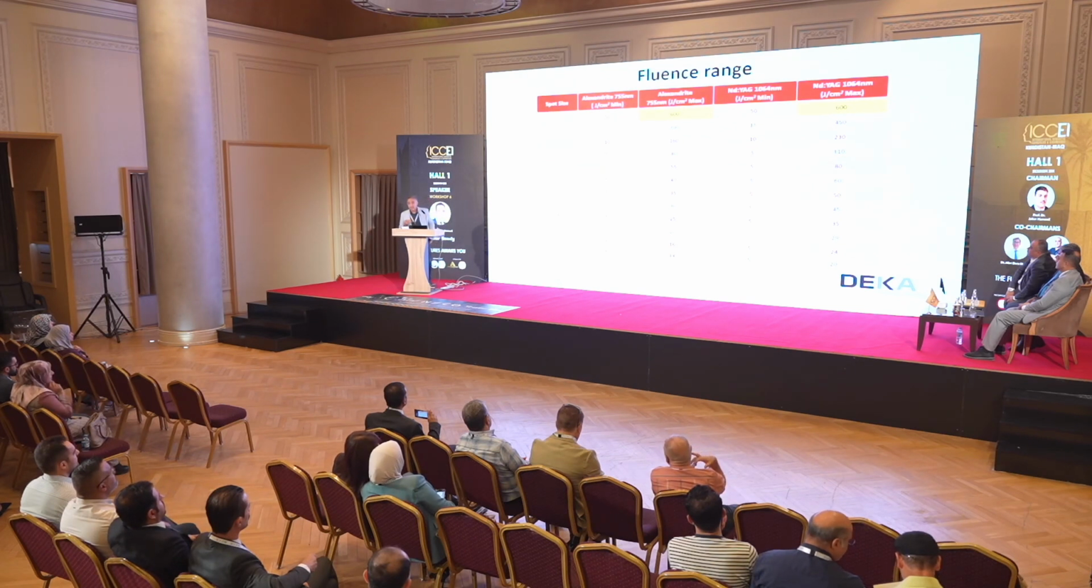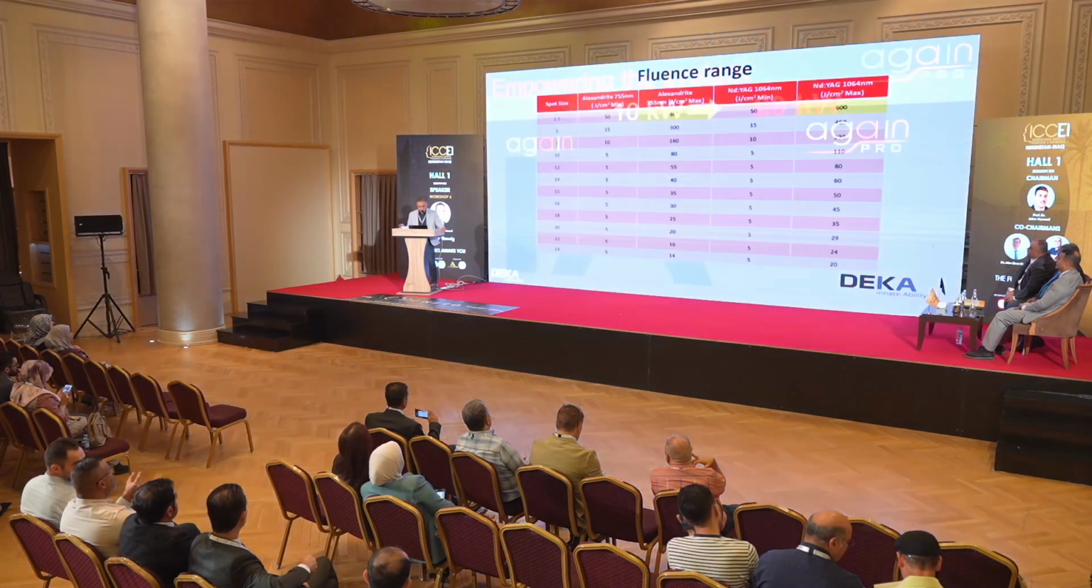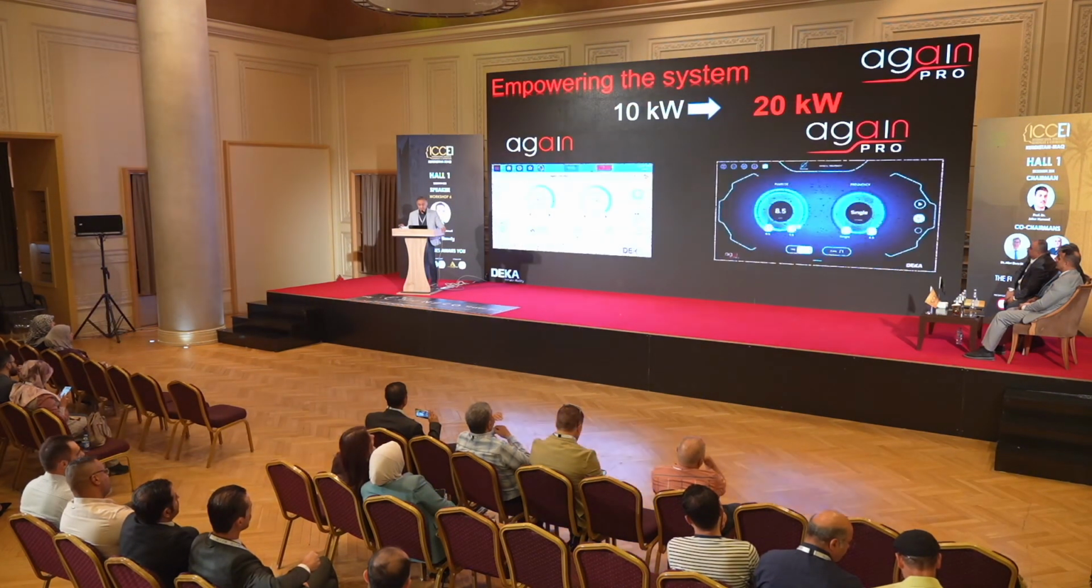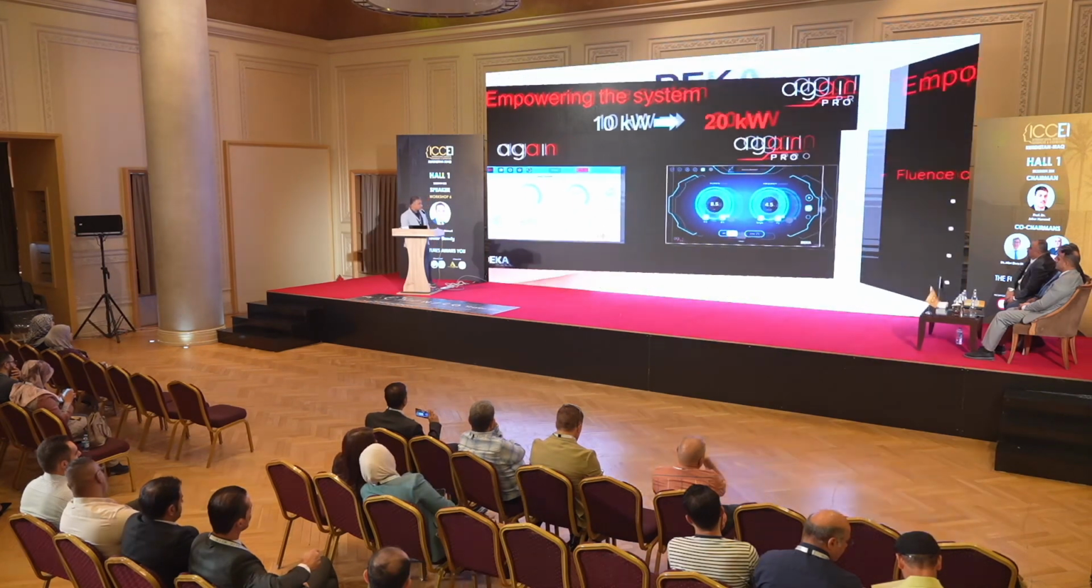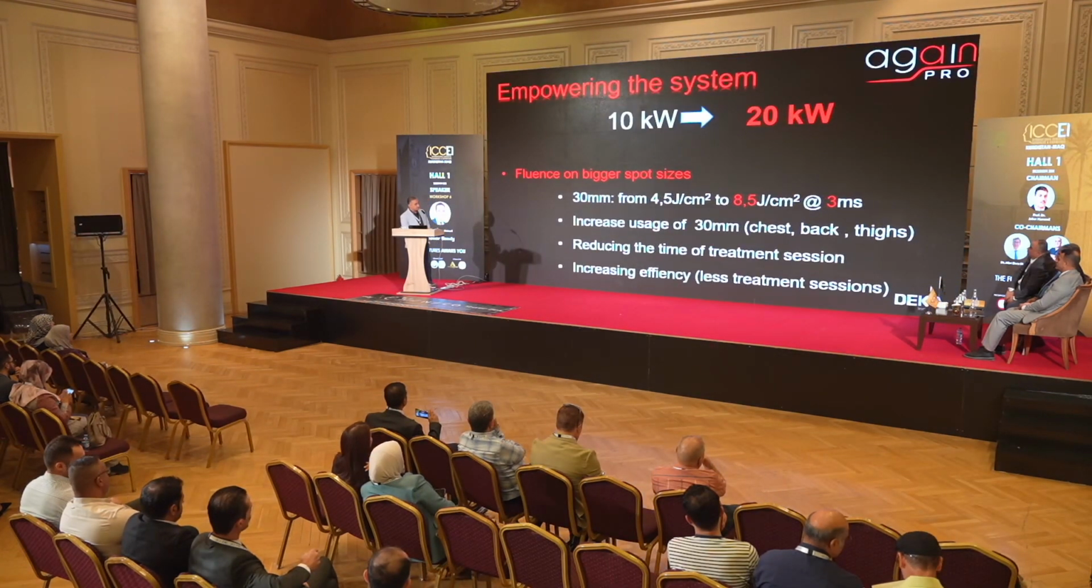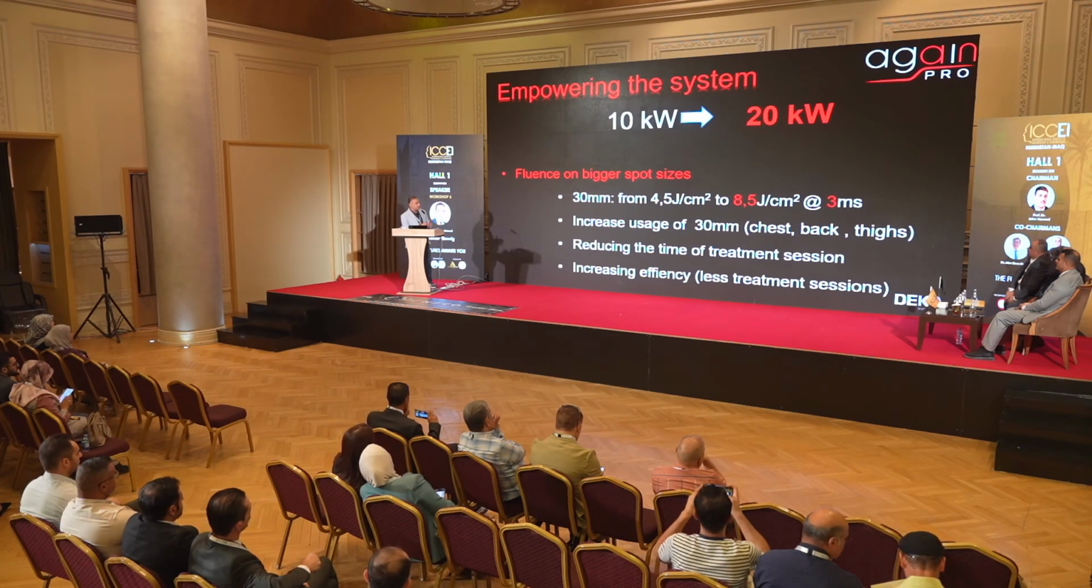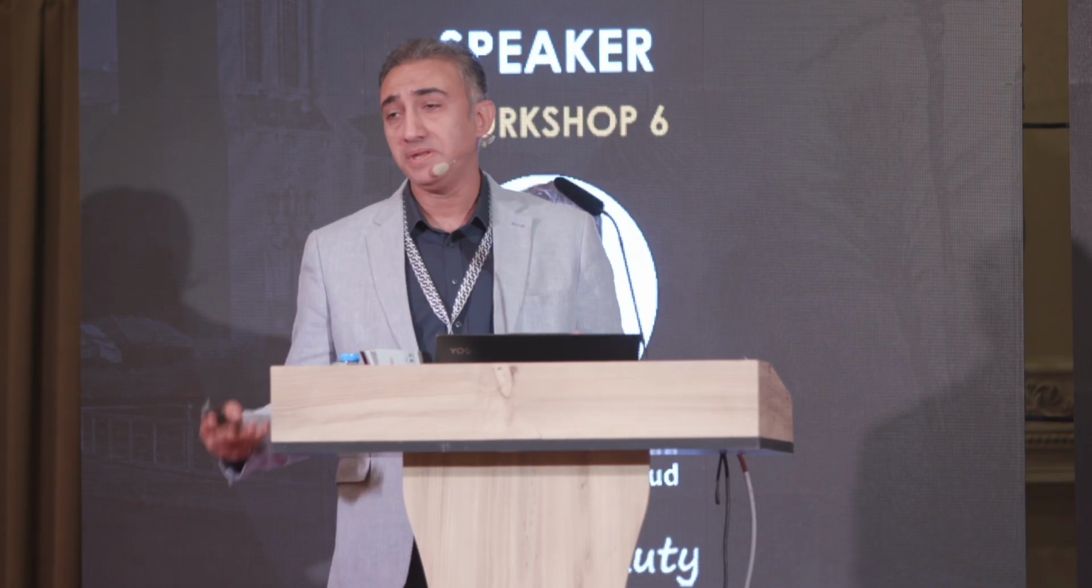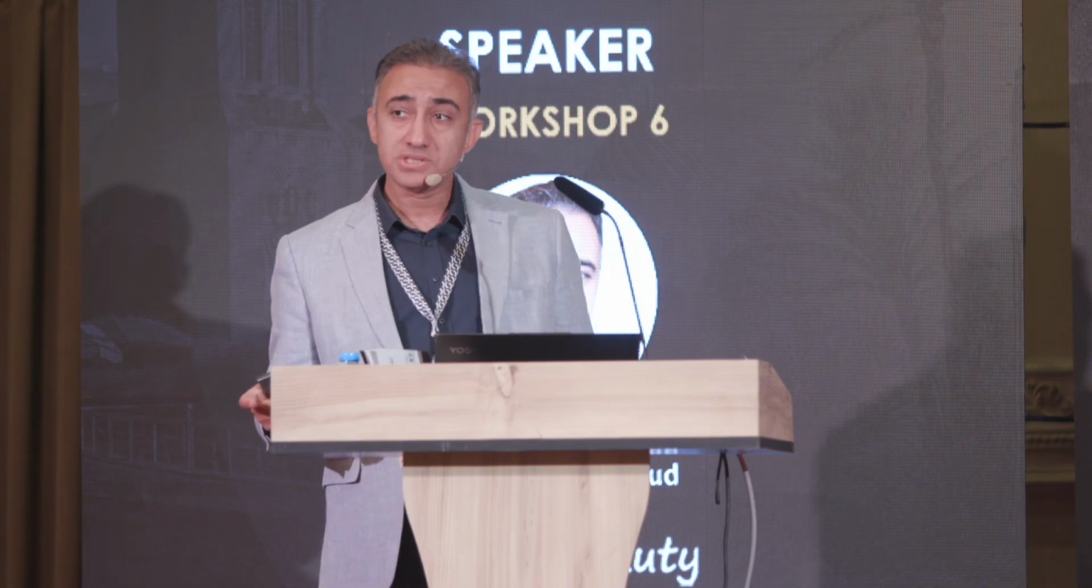This is the old Again. But in the Again Pro, something totally different, from the 20 kilowatt peak power, makes this more advanced. The 30 millimeter spot size changes from 4.5 joules up to 8.5 joules at 3 milliseconds and at higher hertz. That increases the usage of the 30 millimeter. Especially I prefer it for chest, back, and sides, because it has a long penetrating effect. Not recommended for face, not recommended for forearm, not recommended for sensitive areas. Please, when you use a large spot size, use it for thick skin: chest, back, and sides.